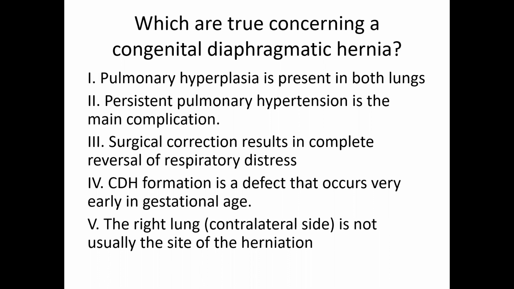The right lung is not usually the site of the herniation. That's true. On the right side, you have the liver sitting underneath the diaphragm, and that kind of stops things from coming up into the thorax. It can happen. There is a small percentage of CDH that does happen on the right, but most of them happen on the left. Does it happen early enough to have an abortion?